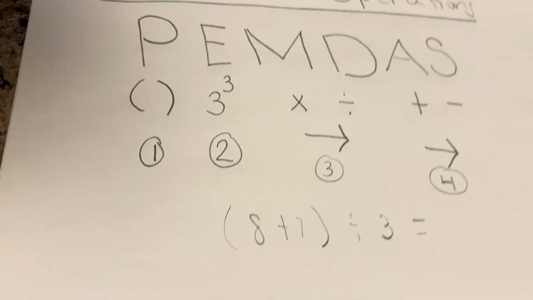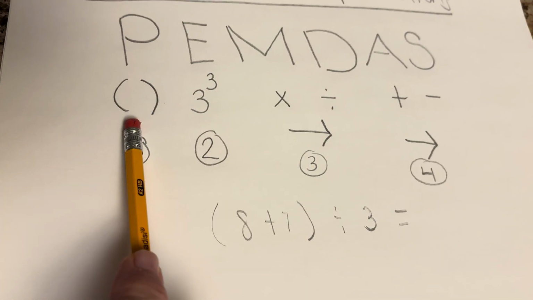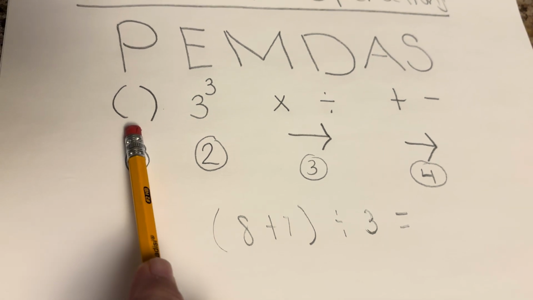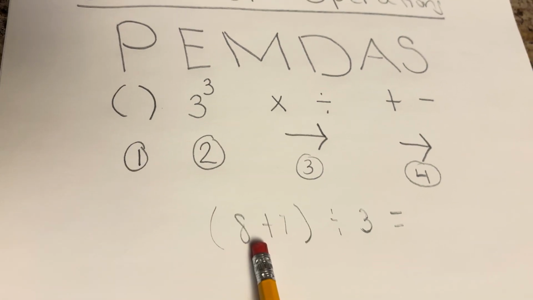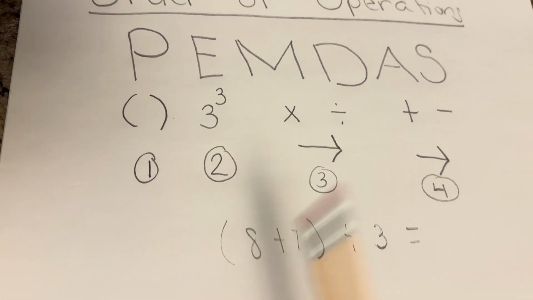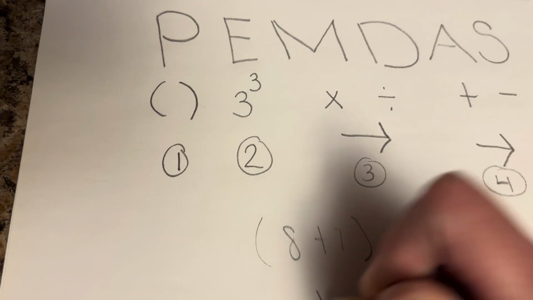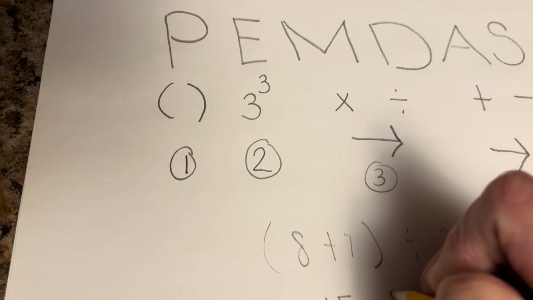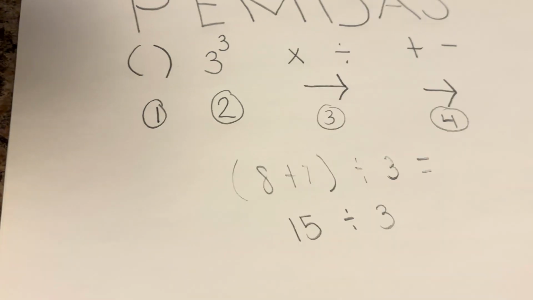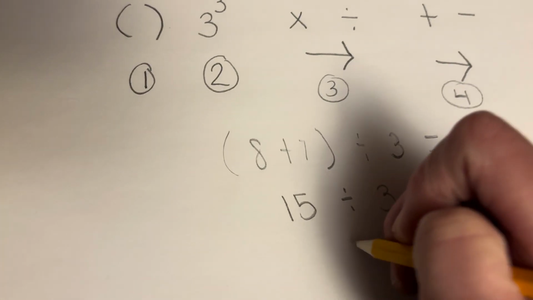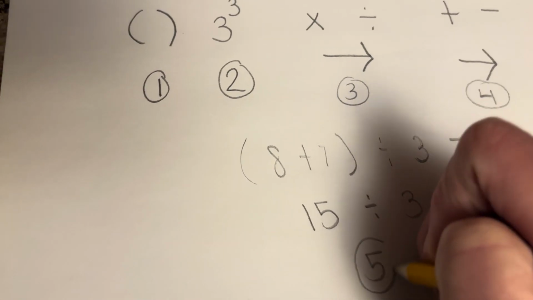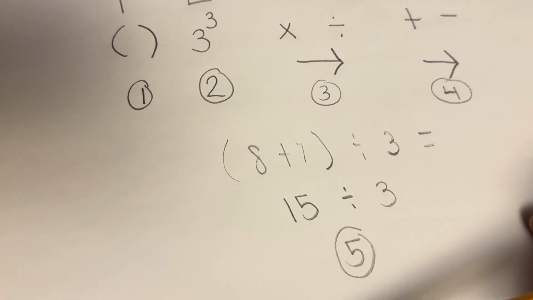So, looking at your steps, parentheses must always come first. So we have a parentheses problem, so we would just solve 8 plus 7, which of course we know is 15, and then we bring down the rest of the problem, divided by 3. And 15 divided by 3 is 5. So when we evaluate the problem, we get 5.